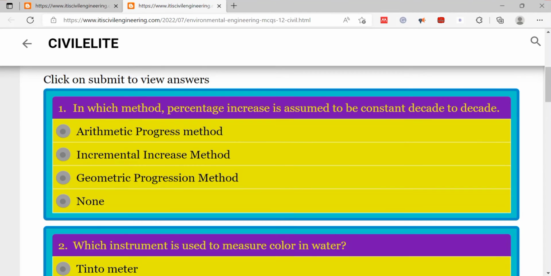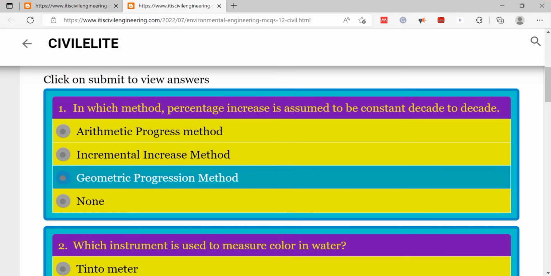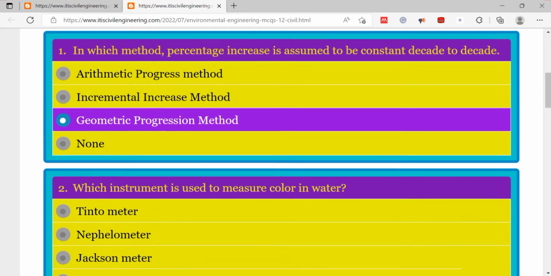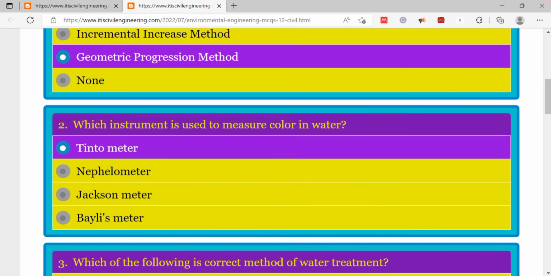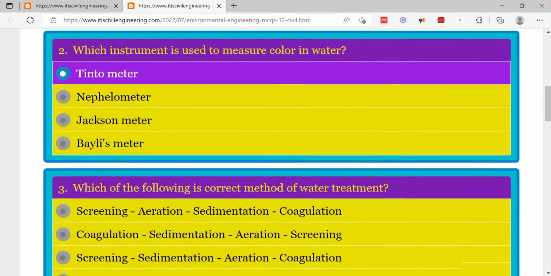This I have already told you previously, that if there is a percentage increase and it is assumed to be constant from decade to decade, then that method is the geometric progression method. Which instrument is used to measure color in water? We use a tintometer to measure color in water.